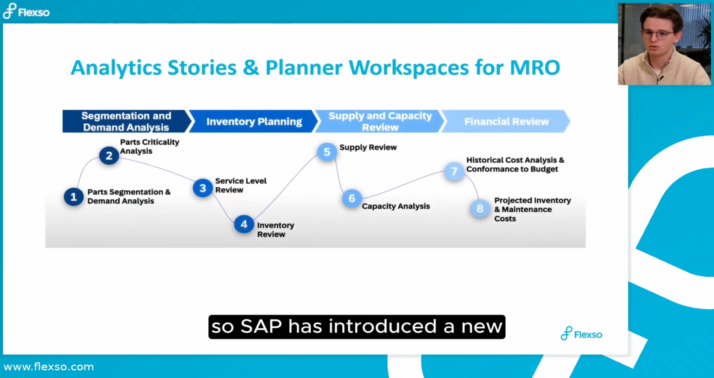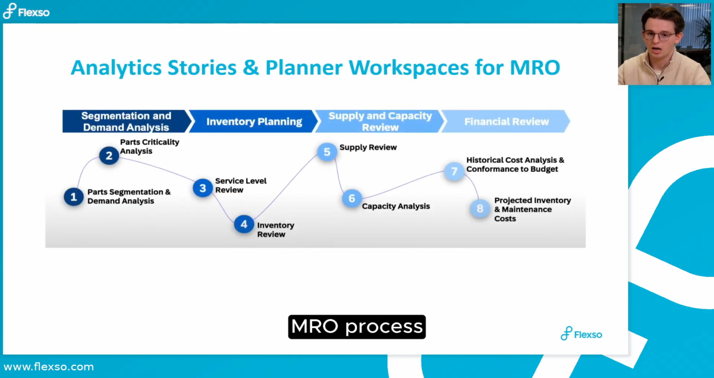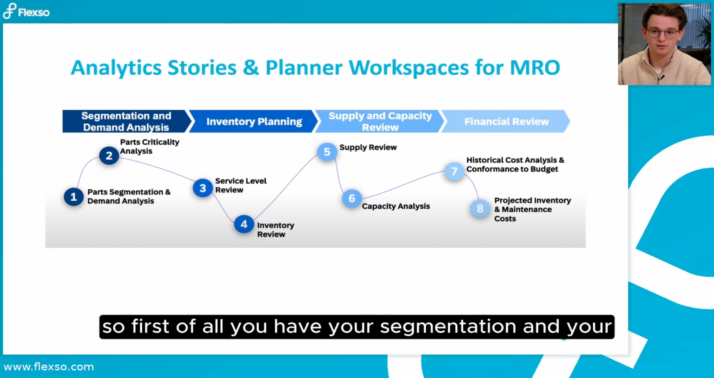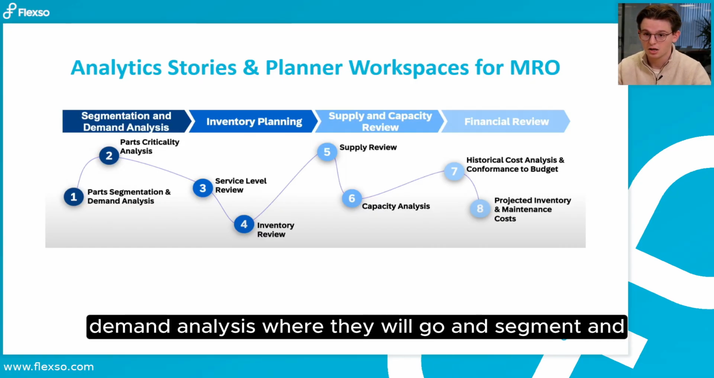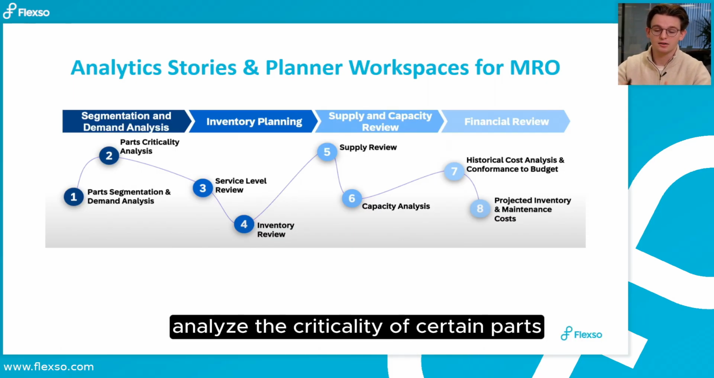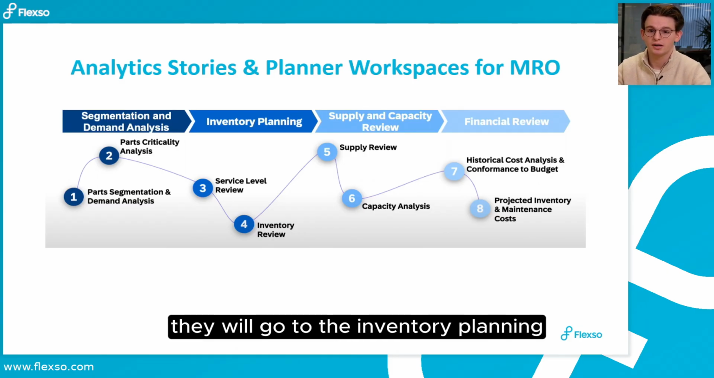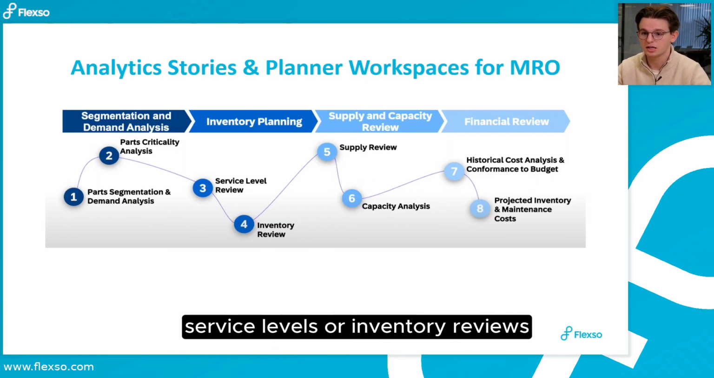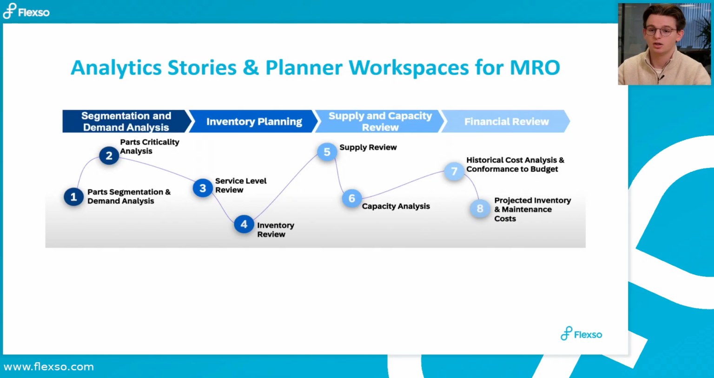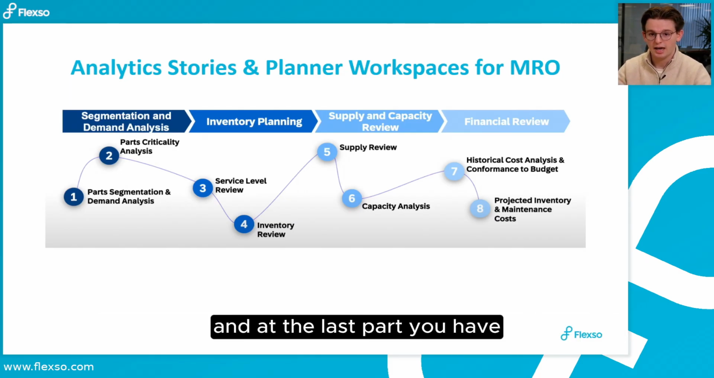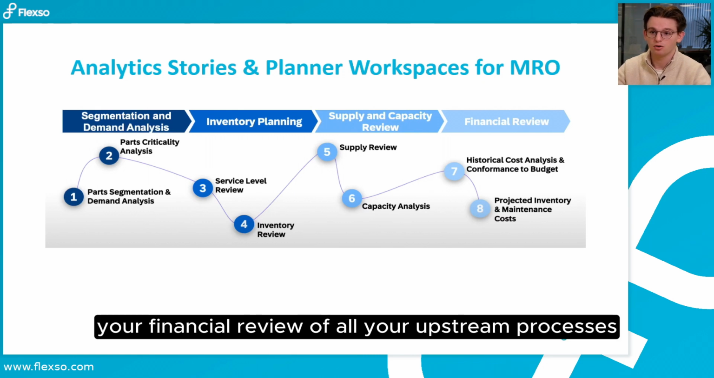So SAP has introduced a new MRO process where they want to divide it into 4 big categories. So first of all, you have your segmentation and your demand analysis, where they will go and segment and analyze the criticality of certain parts. Then they will go to the inventory planning, where they will see service levels or inventory reviews. Then the next step is your supply and your capacity review. And at the last part, you have your financial review of all your upstream processes.